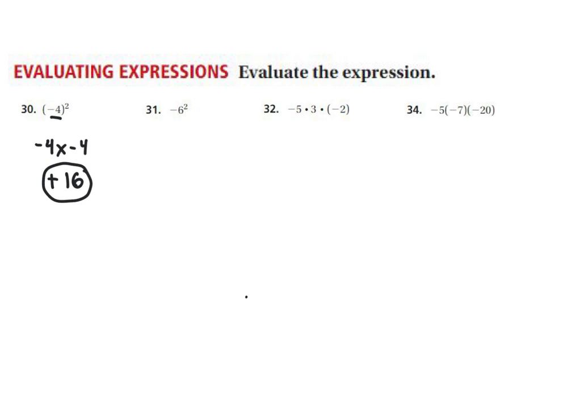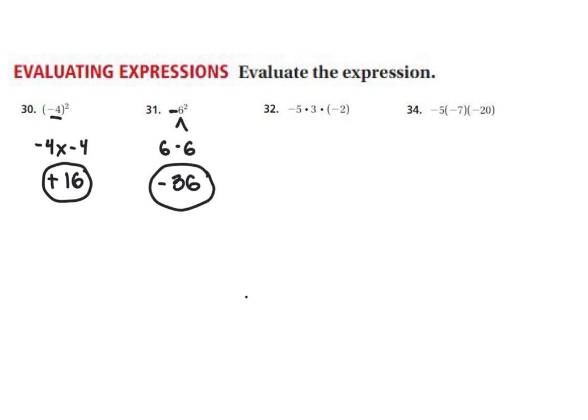For number 2, this is one of the tricky ones. The negative 6 squared actually is the opposite of 6 squared. So we just want to do 6 squared, which is 6 times itself twice. That's 36. And then we're going to take the opposite of that, which is negative 36.